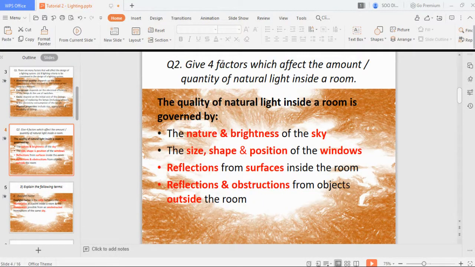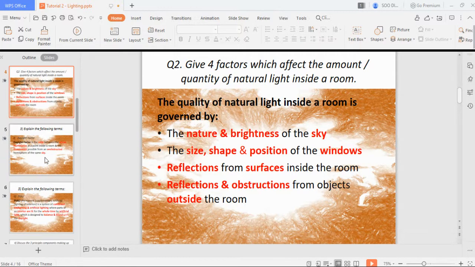Question 2: give 4 factors which affect the amount or quantity of natural light inside a room. The 4 factors are the nature and brightness of the sky, the size, shape, and position of the window, reflection from surfaces inside the room, and reflection and obstruction from objects outside the room. This will also be in your slides.